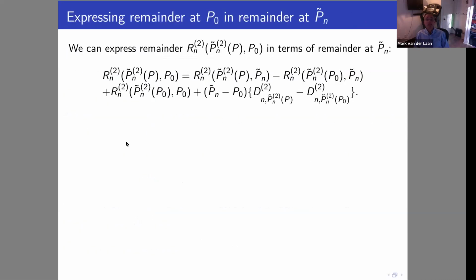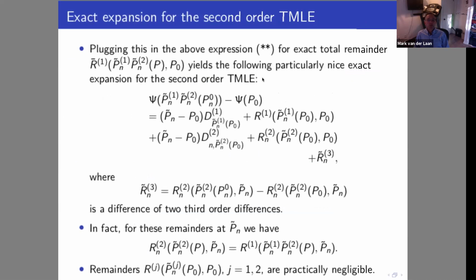We also get an exact expansion for the second order TMLE, which essentially we already derived, but there's a little trick we use, which links the remainder at P0 to the remainder at P n tilde. And then we get a beautiful exact expansion, which says that the second order TMLE minus truth, so the plug-in estimator minus truth, is an empirical process of the first order efficient function, plus an empirical process of the second order efficient function of that psi n1, plus perfect remainders. Because this is just the TMLE update when you use this initial P0.